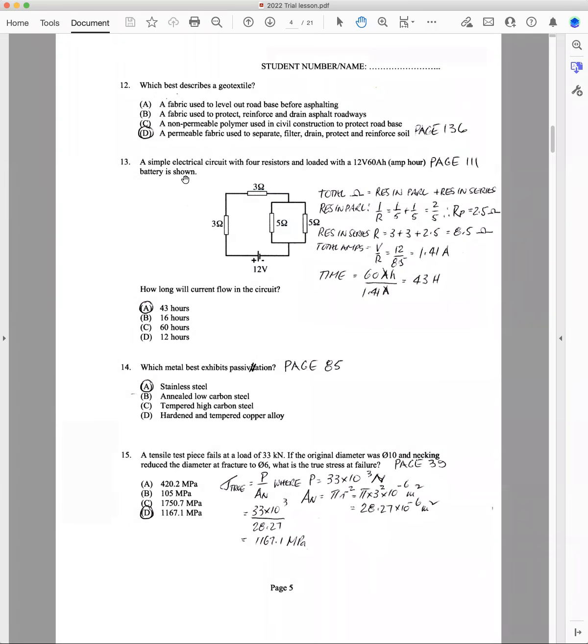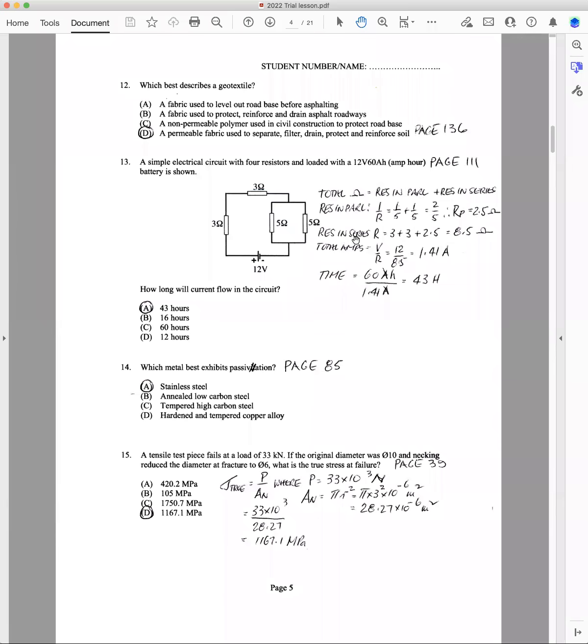Here you have a simple electrical circuit with 4 resistors loaded with a 12-volt, 60 amp hour battery. How long will the current flow in the circuit with that 60 amp hour battery? So the way you do this is, this circuit here is 2 resistors in parallel. So you work out what the total resistance is there. So total resistance is the resistance in parallel plus the resistance in series. Resistance in parallel is 1/R, which gives you 2/5. So therefore the parallel resistance is 2.5 because you've got the reciprocal there.